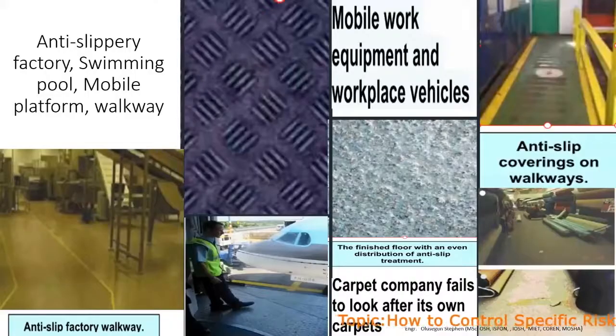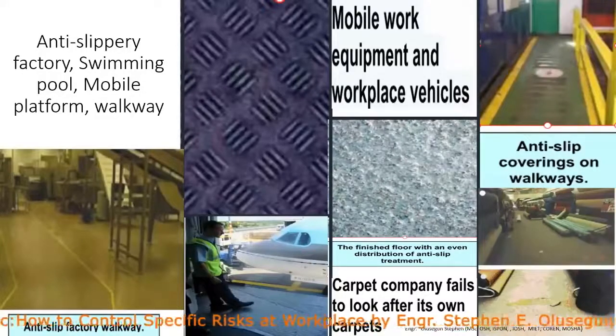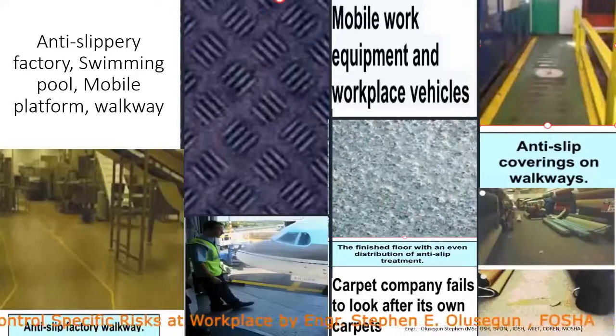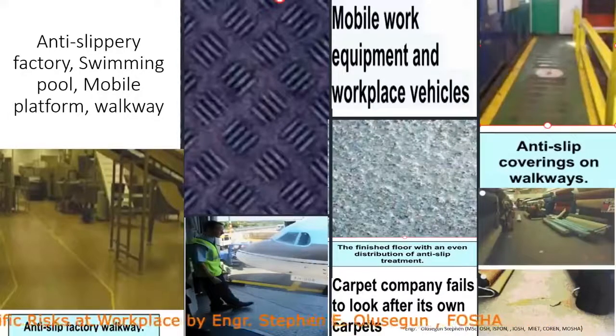It can be very, very dangerous. Also, anti-slip in a factory, a swimming pool, a mobile platform, a walkway. You see in this place also, you can see a factory, and then you see this place, they put this anti-slip factory walkway. So they have shown people that when you are walking in this factory, the only safe place for you to walk is this area.